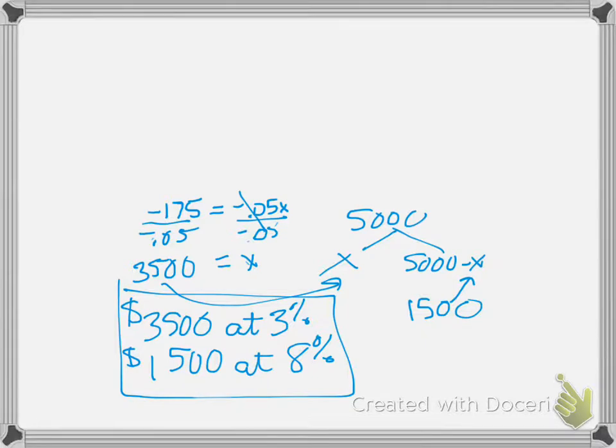I can take this 3,500 times 0.03 and add 1,500 times 0.08 and really see if that does make $225 in interest. And if it does, then I know I did it correctly.